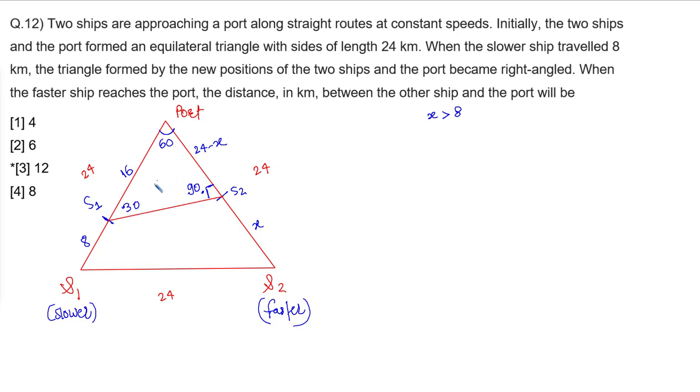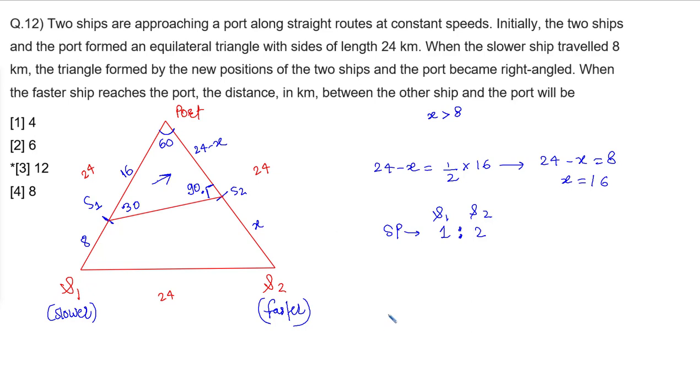Now over here you can use sine 30. The side opposite to 30 degrees, 24 minus x, is always equal to half of the hypotenuse, half of 16. So the value of 24 minus x is equal to 8, so x is equal to 16. So in the time S1 travels 8 km, in the same time S2 travels 16 km, double the distance. So from this we can say that the speeds of S1 and S2 are in the ratio 1:2. 8:16, that is 1:2.